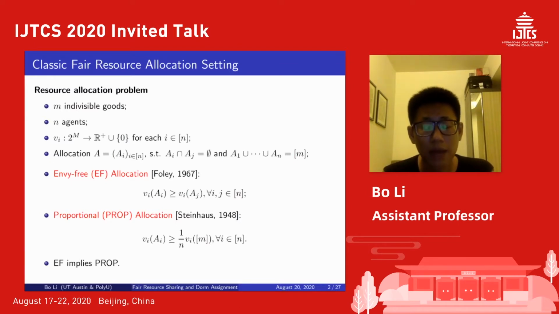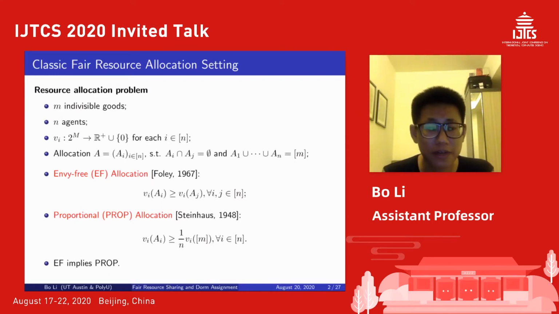An allocation or an assignment of the problem is actually an n-partition of the items. So each agent gets a bundle. It is assumed that no two agents share the same item. So the intersection between any two bundles of items is empty. And the union of all the agents' bundles should cover all the items. So all the items will be allocated to agents.